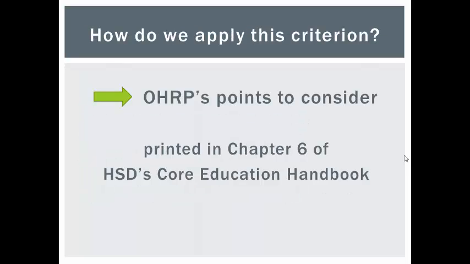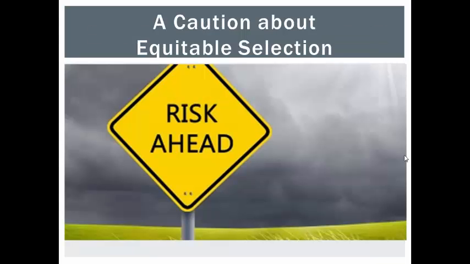Now, how do we apply this criterion? The OHRP IRB handbook is, although it's archived, it still has some things in it that are really useful. One of the things that's really useful is that they provide some points to consider for each one of these criteria for approval. Those are printed on the last 2 pages of the chapter for you to read.